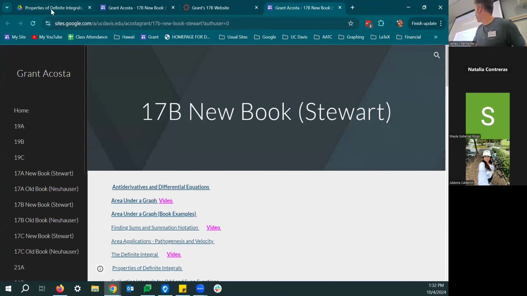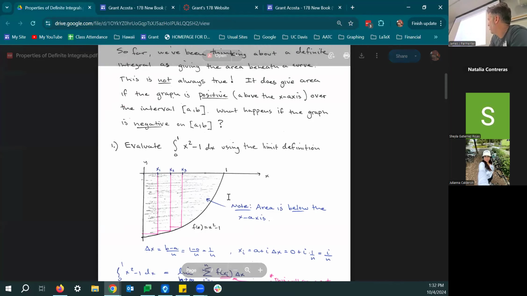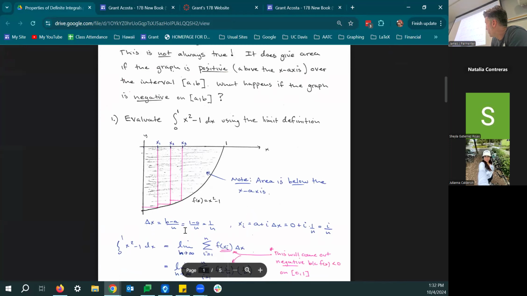All right, so anyway, back to this. This area is below the x-axis. So we could do this the terrible long way, which we're not going to do, but let's just talk through it. So here we'd find delta x. It'd be b minus a over n, which is 1 minus 0 over n, which is 1 over n. Our x sub i, you can memorize this formula for x sub i if you want to.